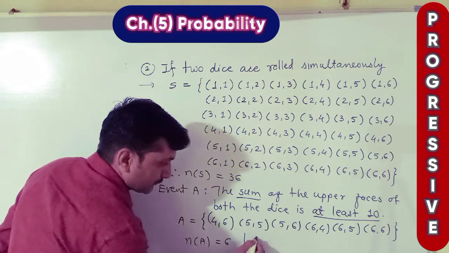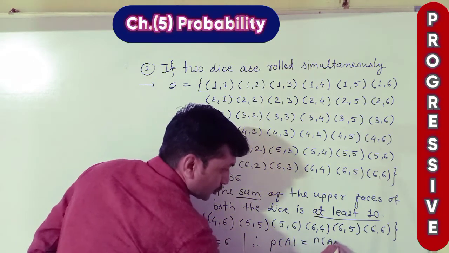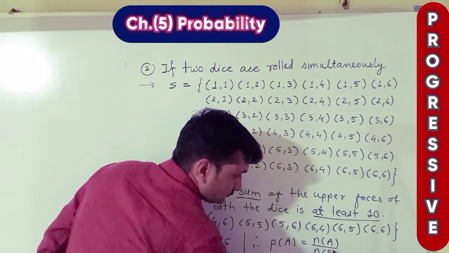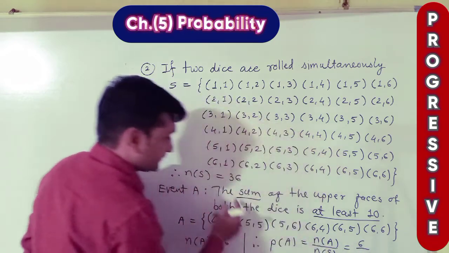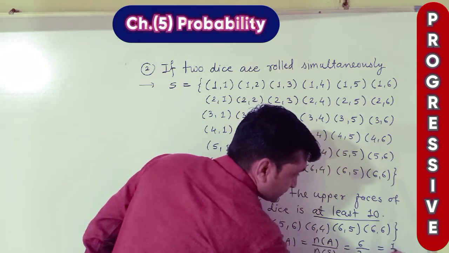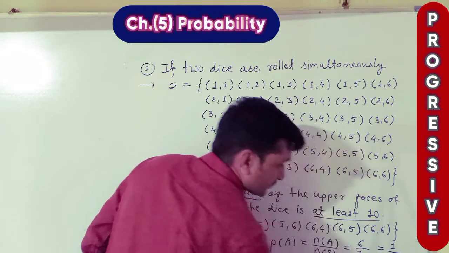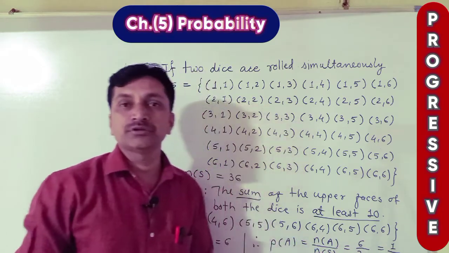And therefore probability P of A is equal to n(A) upon n(S). n(A), number of A, is 6 upon n(S), 36. It is reducible by 6. 6 ones are 6, 6 sixes are 36, so 1 upon 6. Therefore probability of event A is equal to 1 upon 6.